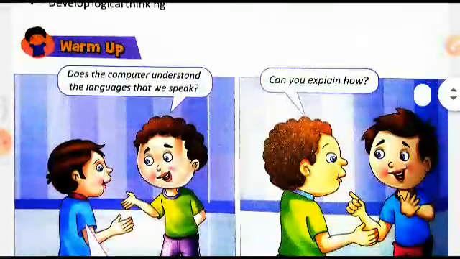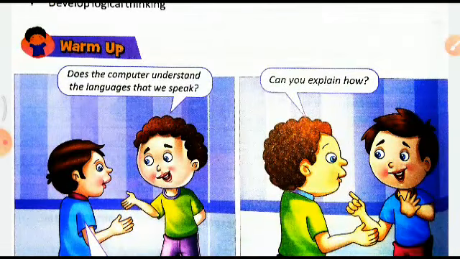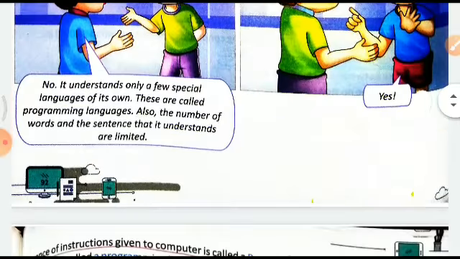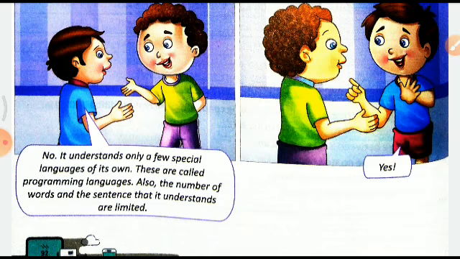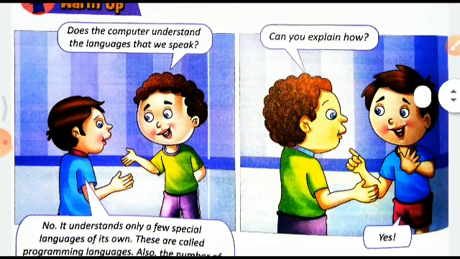Now, see, this is a discussion between two children. Does the computer understand the language that we speak? the child wearing the green t-shirt is asking. So, see what the other one answered. No, it understands only a few special languages of its own. Right? That means there are some languages devised by the programmers for the sake of the understanding of the computer. These are called programming languages. Also, the number of words and sentences that it understands is limited.